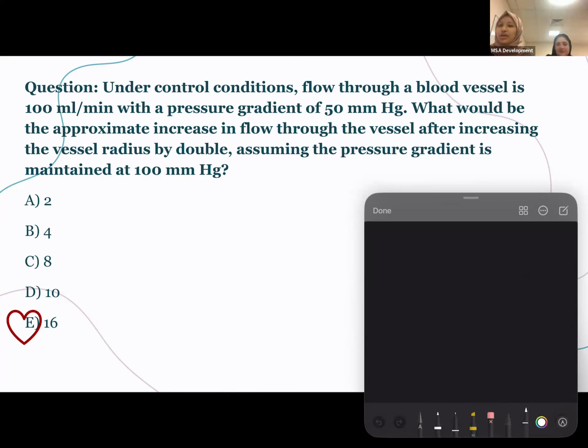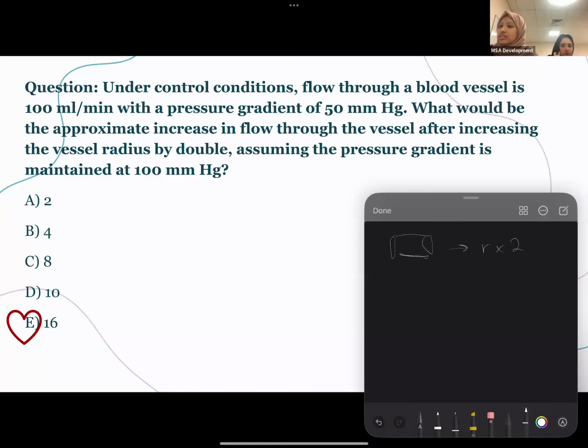Anyways, basically what this question is saying is that you have a vessel, right? And the only thing that changed in this vessel is the radius. You're increasing the radius, you're doubling the radius by 2. Now, they're asking what would be the increase in flow.